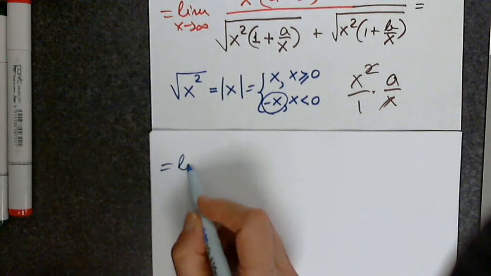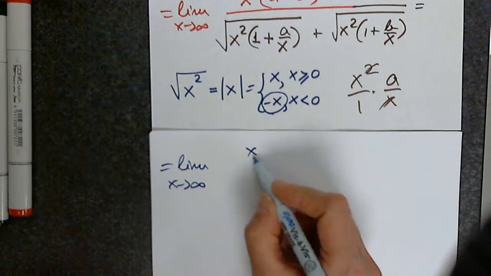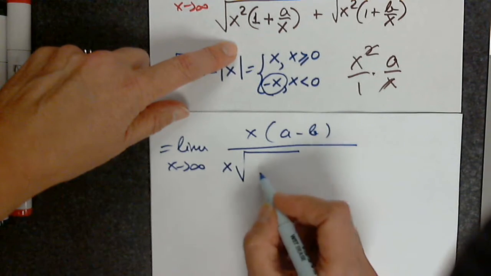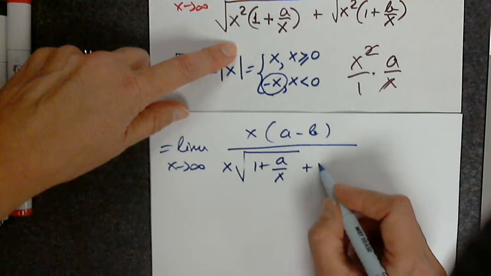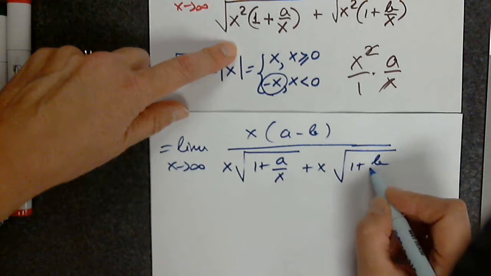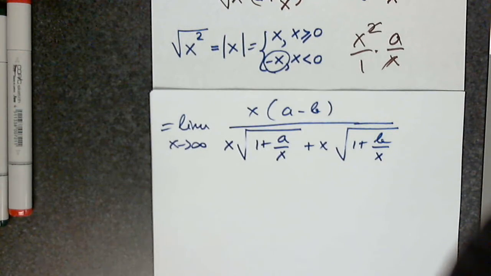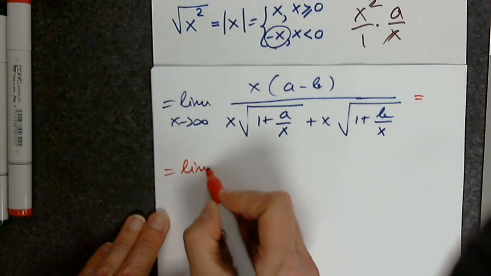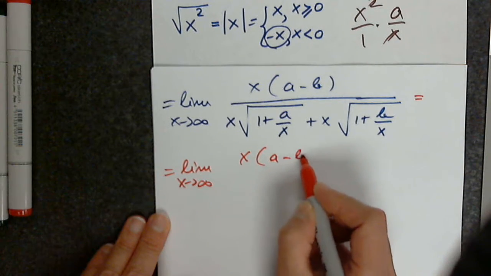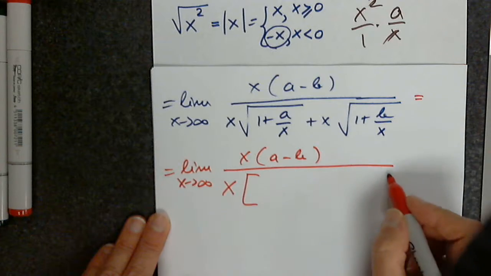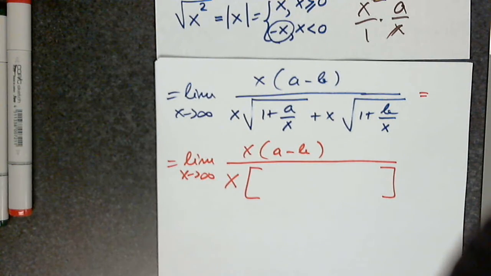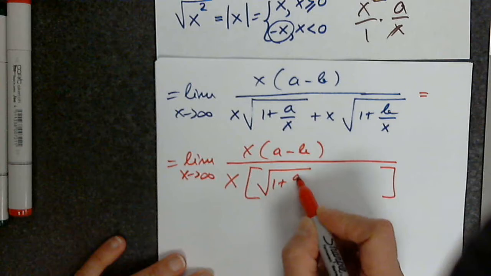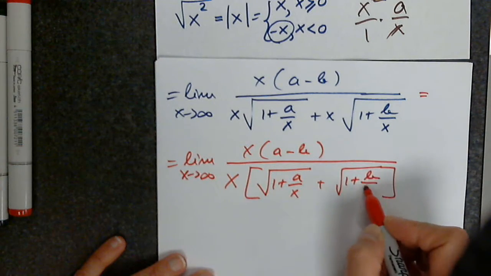And then my next step would be limit. I know, it's a long problem. A minus b, stay with me, please. We're almost there. So then this is x times the square root of 1 plus a over x, plus x times the square root of 1 plus b over x. Yes! Factor out the x. Excellent. From the denominator. So I have limit, as x approaches infinity, a minus b over x. And what is left in bracket? I use brackets just for everyone to see. You can use parentheses, it's the same thing. Square root of 1 plus a over x plus the square root of 1 plus b over x. Perfect.